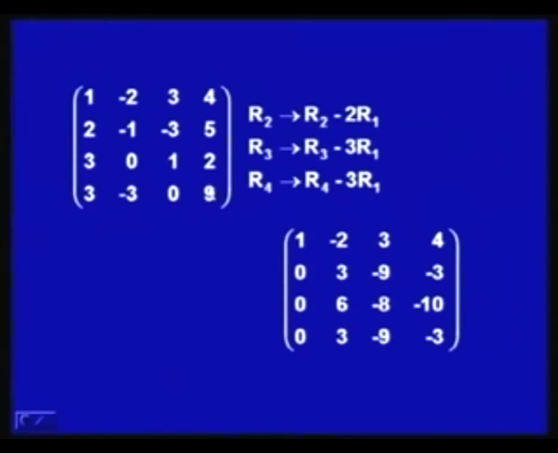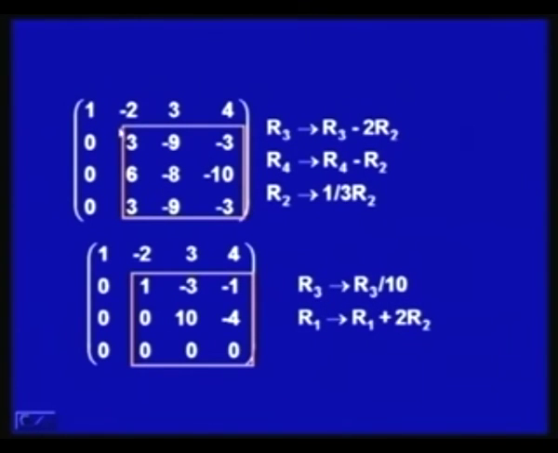The second step is to reduce this into echelon form. So, to start with I will have to perform a series of row operations. First operation is, this is already 1. So, these elements have to be 0. So, I apply this sequence of operations. R2 is R2 minus 2 R1, so that this becomes 0. R3 is R3 minus 3 R1, so that this becomes 0. R4 is R4 minus 3 R1, so that this becomes 0. So, if I apply these operations, then I will get to this system.